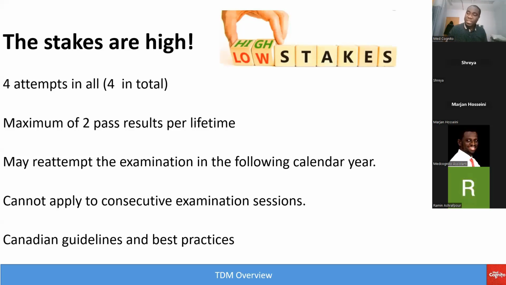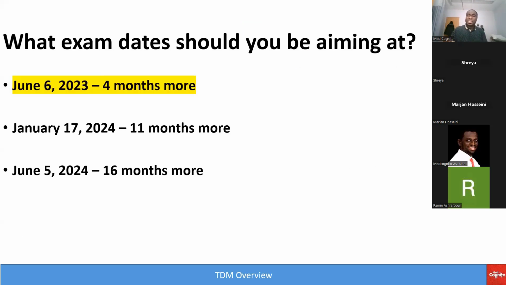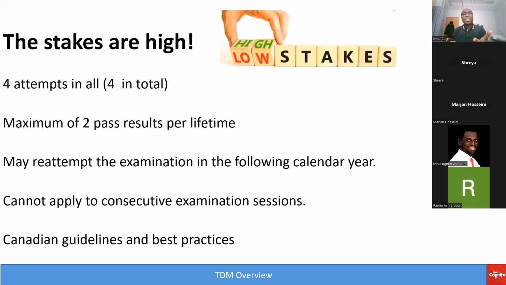The reason is because, remember that I told you that the next one will be taken in January. The first one was taken in January this year, or, yeah, I think February or so. We prepared about 18 candidates for it. And then the next one will be in January. You can only take the exam 4 times in your lifetime, and you need a maximum of 2 pass results per lifetime.